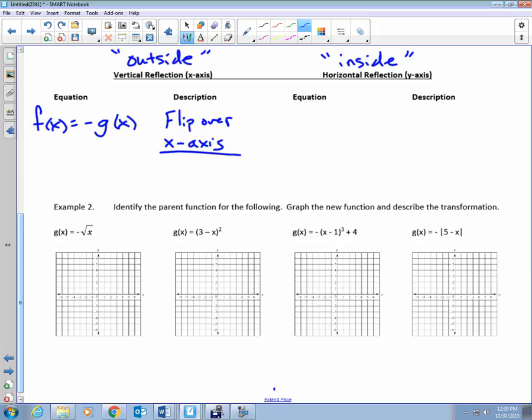The horizontal reflection, f of x is equal to g of negative x. If the negative is on the inside, it will flip it over y-axis.